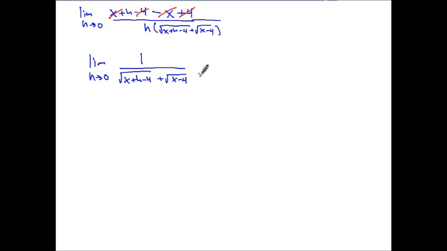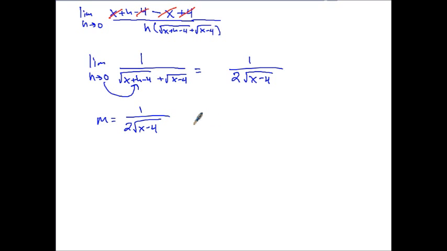So at this point, if I plug in my 0, nothing bad happens as far as an undefined value or anything like that. So I can take this 0, plug it in right there, and what that gives me is 1 over root (x - 4) plus root (x - 4), so I've got 2 root (x - 4). And again, remember, this is basically my slope. So right now I have slope equals 1 over 2 root (x - 4).